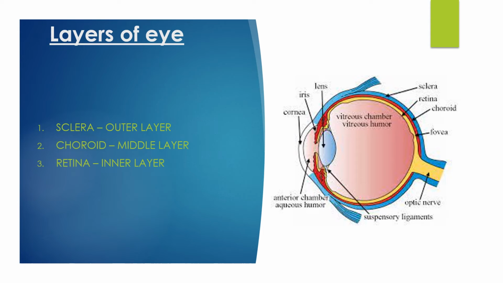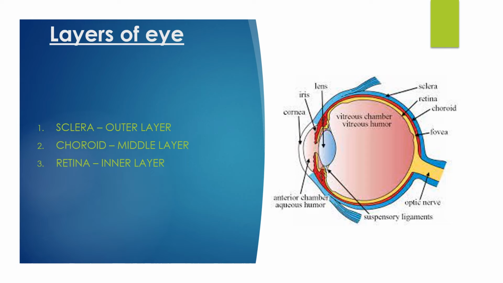The next one is the layers of the eye. We can see that the eye majorly has three layers. The first one is sclera, the second one is choroid, and the third one is retina. Sclera is the outer layer. The outermost layer is known as sclera. This blue colored layer is the outermost layer, known as sclera.